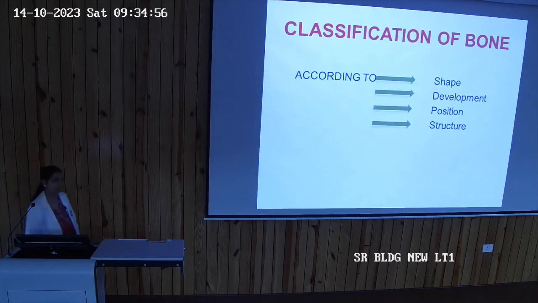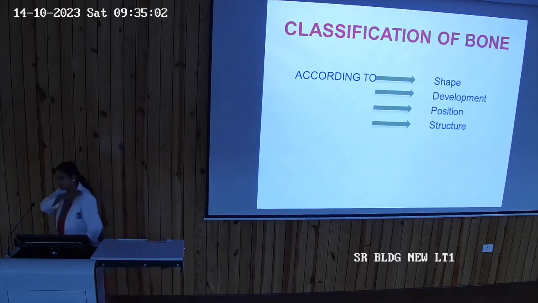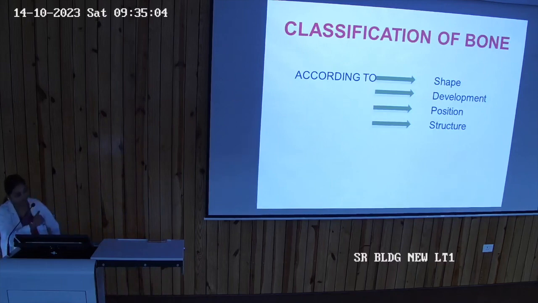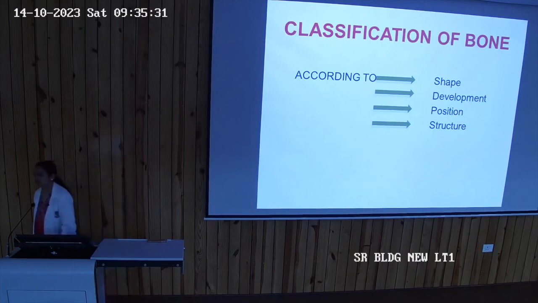Position. Yes, which are present around the axis are axial: skull bone, then vertebral column, sternum. These are the bones forming the axial skeleton, ribs. Appendicular skeleton. According to structure, what we need today is according to structures. So bones according to the structure.